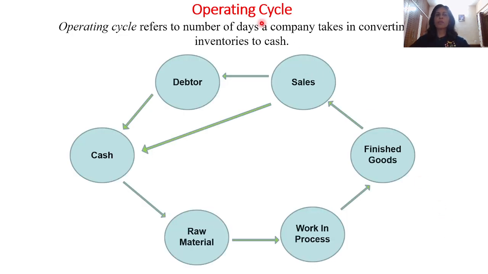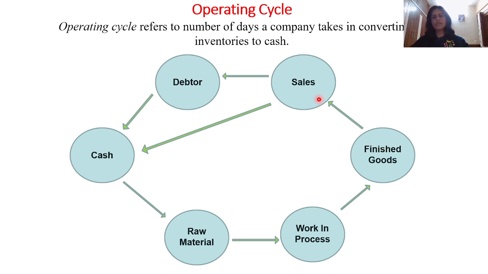Now, next topic is your operating cycle. What is operating cycle? It means the number of days a company takes in converting its inventories to cash. See, every business starts with cash. From cash only you buy the raw material. Then you go for work in progress, means the half production is done. Then you convert it into finished goods. Then it goes to the store and you sell it.